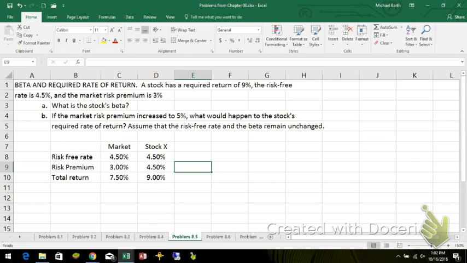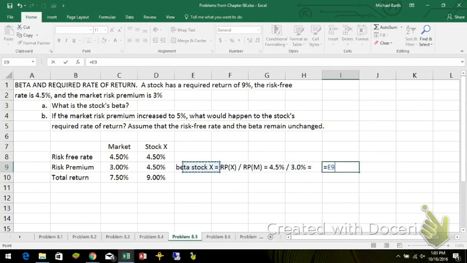So what's its beta? All right, so the beta of stock X is equal to the risk premium for X divided by the risk premium for the market, which would be 4.5% divided by 3.0%, and that comes out to 1.5. So it's 50% more, it's 1.5 times as risky, okay? So its risk premium is 1.5 times the risk premium of the average market.